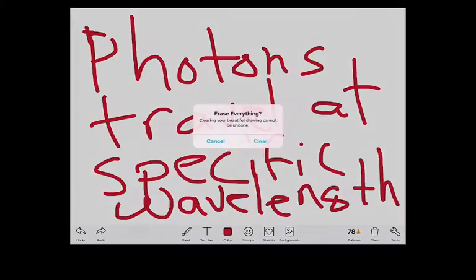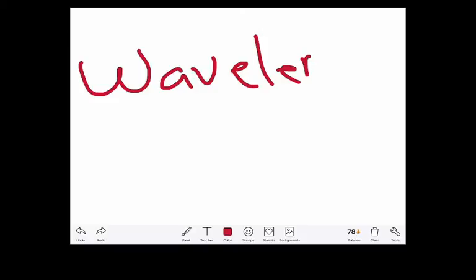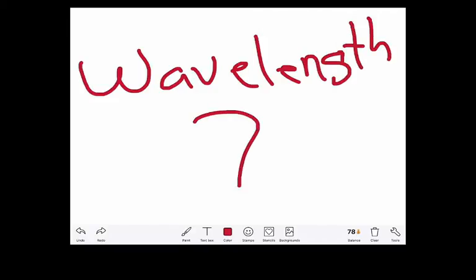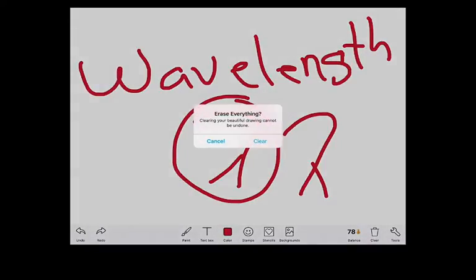Now, there is an abbreviation for wavelength that I will be using throughout these photosynthesis lectures. And that is the Greek symbol lambda. The Greek symbol lambda is the abbreviation for wavelength. So if I write wavelength versus the abbreviation, I'll be saving myself some time and screen as well.